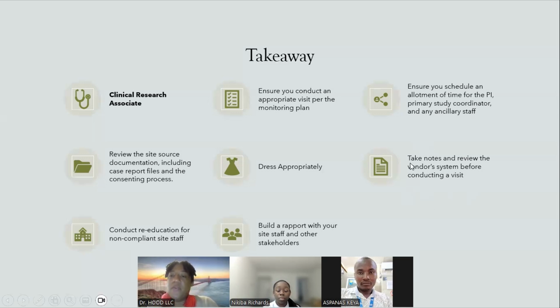Take notes and review vendor studies systems before conducting a visit. The reason why this is important, I worked for two different companies, and the way the company preps us for visits are different.